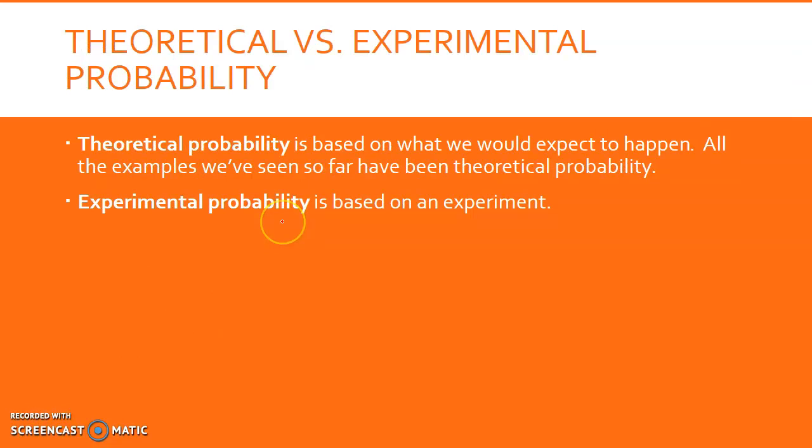All right, so let's think a bit about the difference between theoretical versus experimental probability. Theoretical probability is based on what we would expect to happen. All of the examples we looked at so far have been theoretical probability. What are the chances of something happening? What's the likelihood of something happening? Now we can also have experimental probability. That is based on an experiment. So let's look at an example of that.